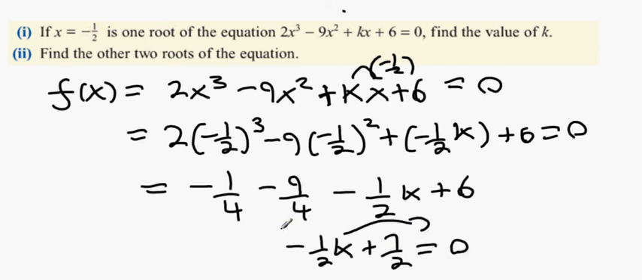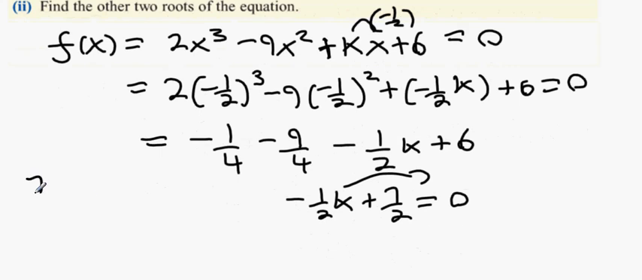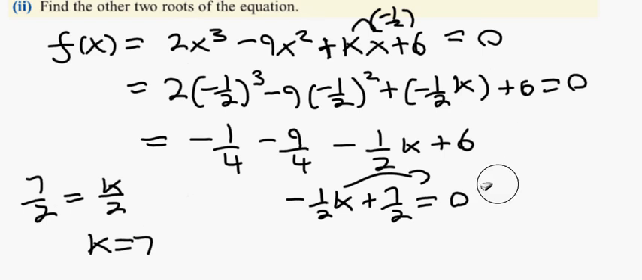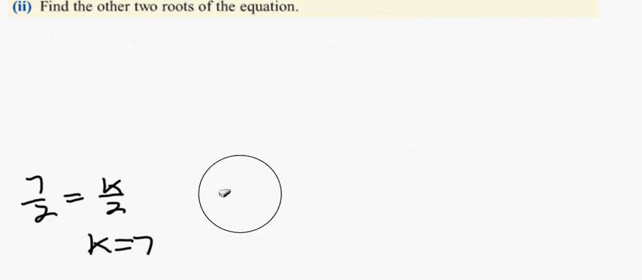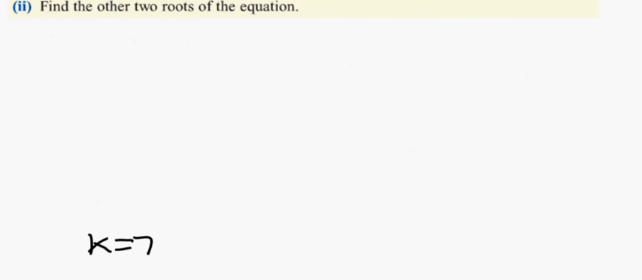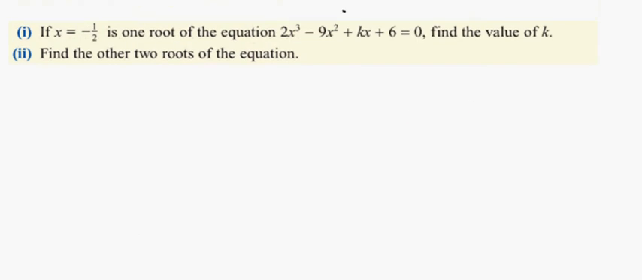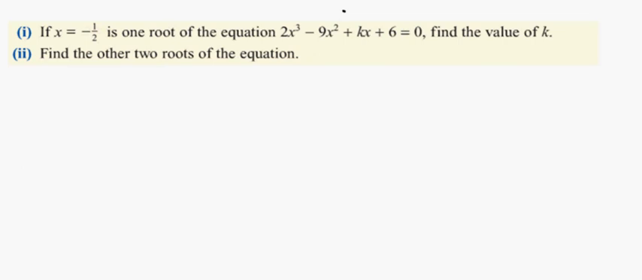Bring that minus a half k over to your side, and we'll get a 7 over 2 equals k over 2, or half k. K therefore must be equal to 7. Okay, so now that we know that k equals 7, what we're going to do next is find the other 2 roots of the equation. Now, the way I like to go about doing this is I like to use the factor theorem and do long division.